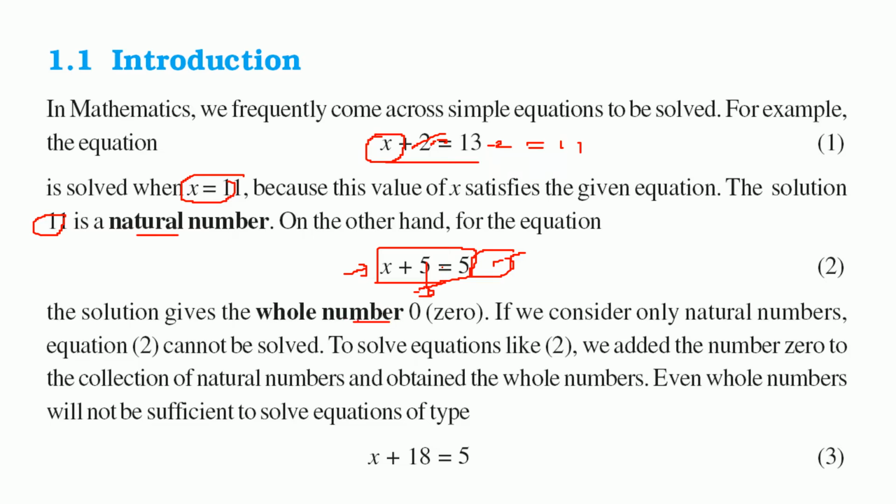What is this whole number? Natural numbers, that is the counting numbers 1, 2, 3, along with the possibility of 0. These are the whole numbers, right?